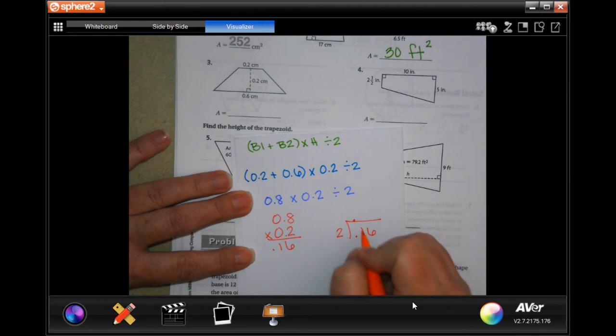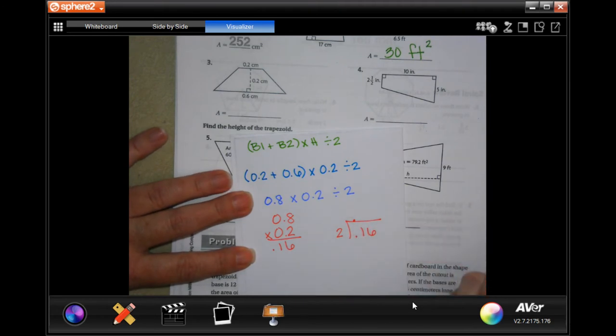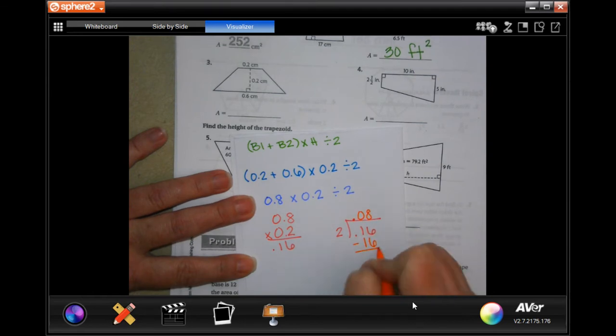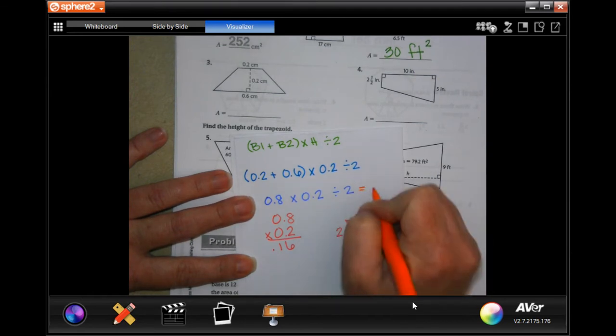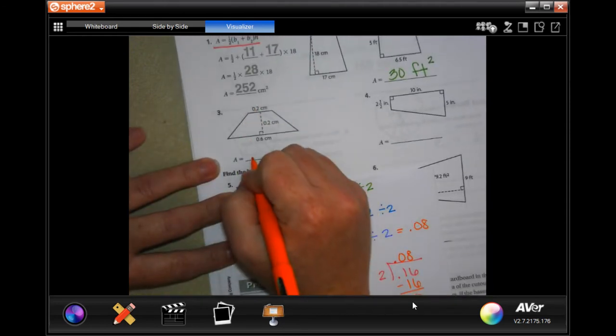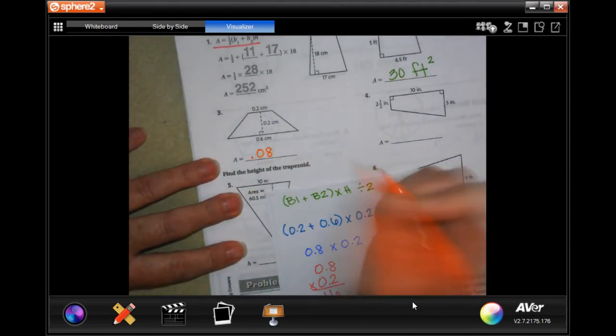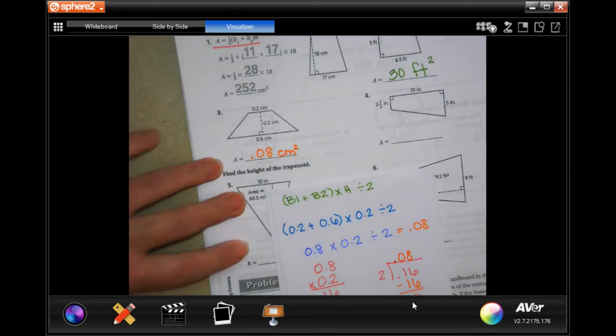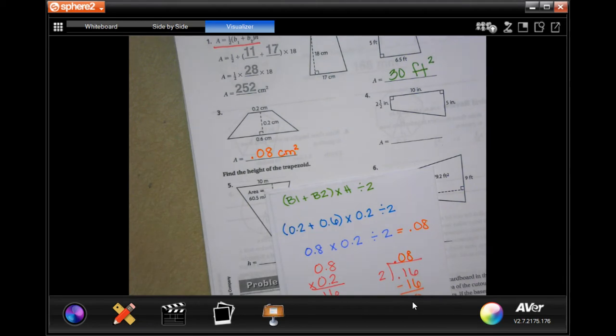Normally we would just put a placeholder there, but because it's after the decimal, we're going to put a 0 because 2 doesn't go into 1. Then 2 goes into 16: 8 times 2 is 16. Subtracting, we get 0. So 0.08. We're working with centimeters, and we multiplied centimeters by centimeters, so it's centimeters squared.